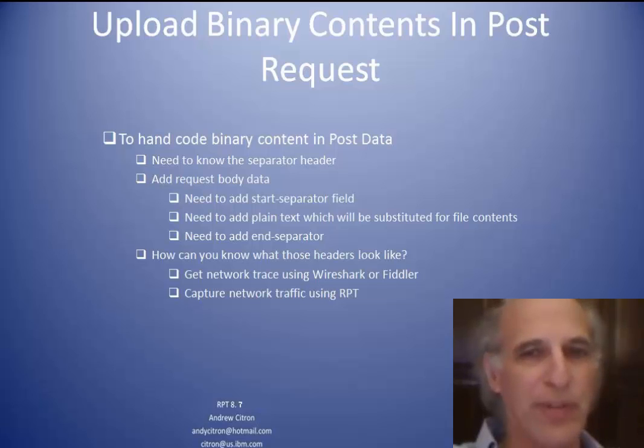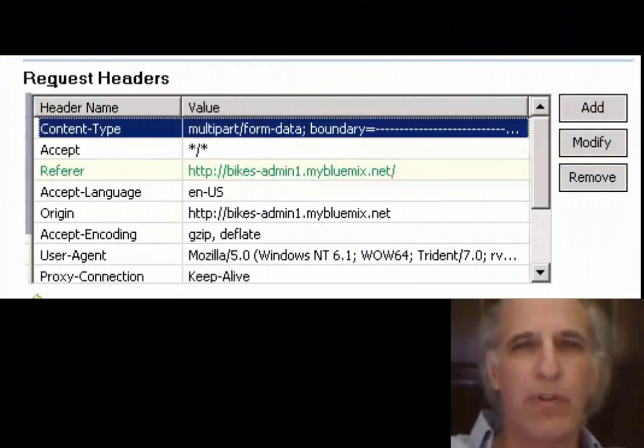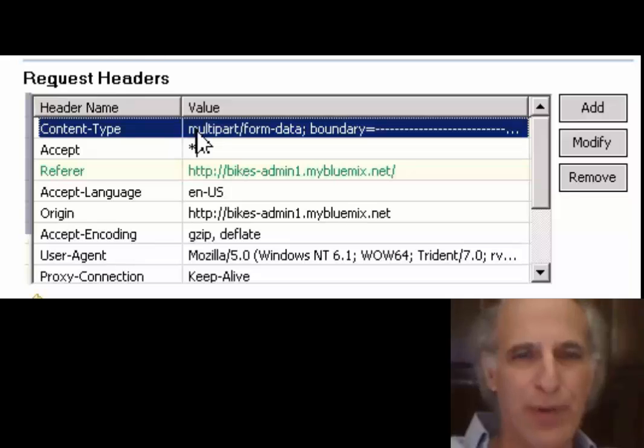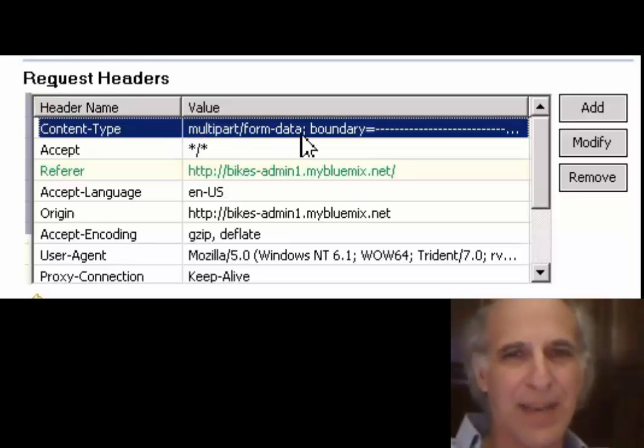Well, how can you know what those headers look like? Well, a couple of ways. You can capture network traffic using Wireshark or Fiddler, or you can capture network traffic using RPT, which is what I'll be doing in this demonstration. What I'm showing here is RPT's capture of the request header, that is the content type.